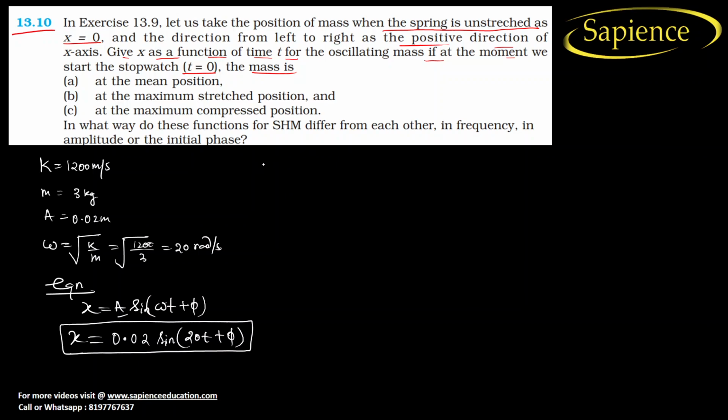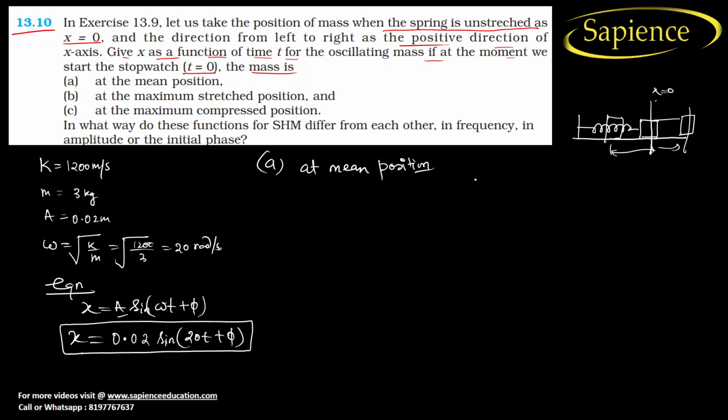Now we should solve the first case. Case A, that is at mean position. Now at mean position, what happens? Try to understand mean position. Whenever a body is moving, either in the form of a spring and a body kept on a table, this is the mean position. From this, x is equal to 0, it may go to the maximum one, it may go to the minimum one. So this is what we need to find.